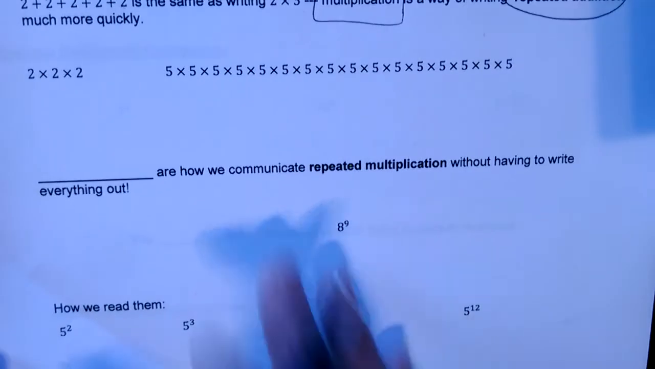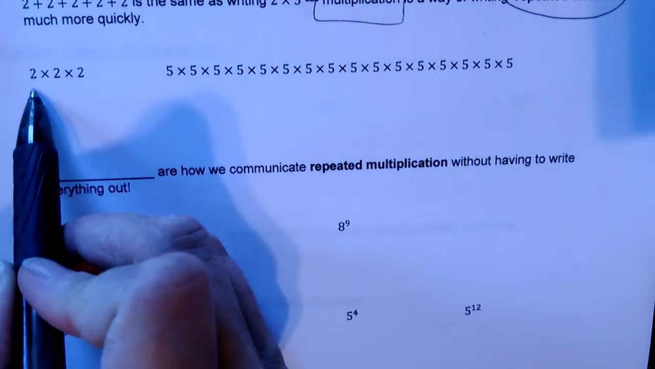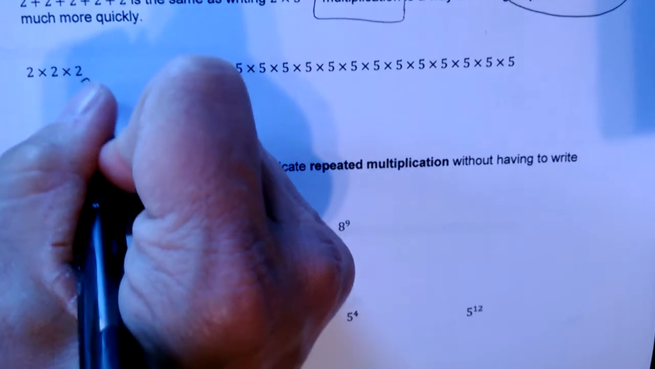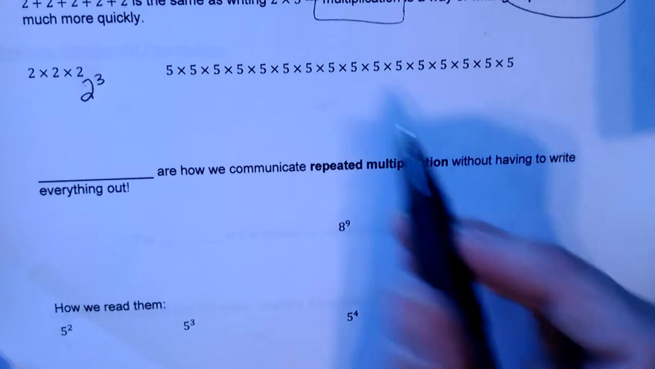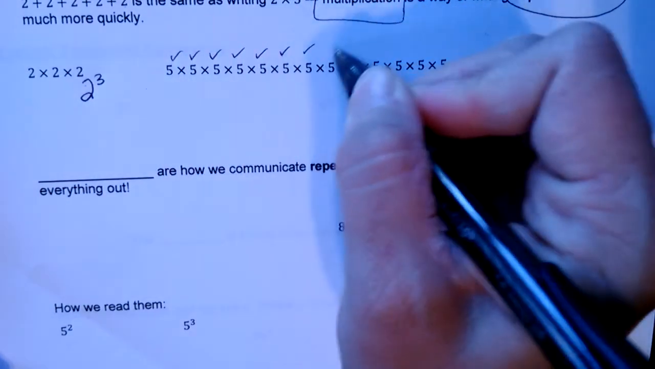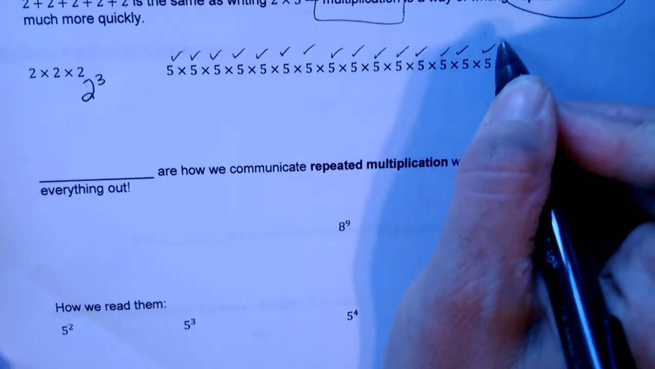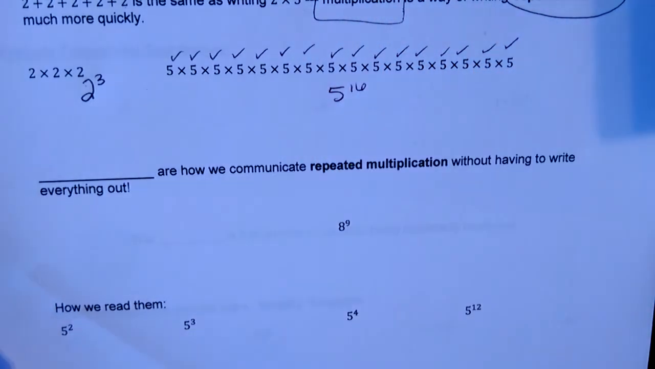When it comes to exponents, we're doing repeated multiplication, okay? So it's things like 2 times 2 times 2. Well, we know that can be written a lot shorter as 2 cubed or 2 to the third power. Here is a very long list of 5. So we've got 1, 2, 3, 4, 5, 6, 7, 8, 9, 10, 11, 12, 13, 14, 15, 16. So that is 5 to the 16th power. Obviously a very large number because, again, it's repeated multiplication of 5 times 5 times 5 times 5, okay?